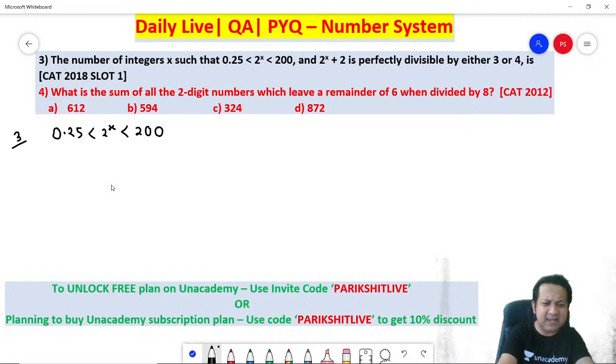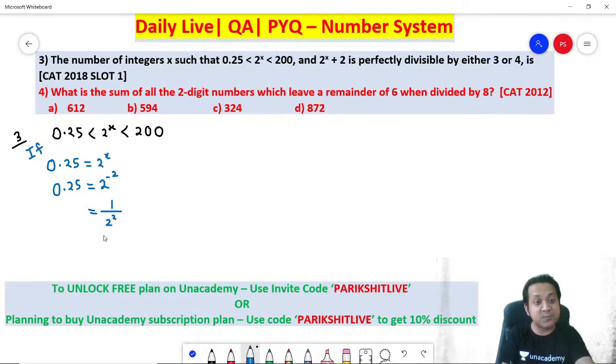Let's say 0.25 is equal to 2 to the power x. Can you say in that case x has to be minus 2? Why? Because 2 to the power minus 2 can be visualized as (1 by 2) squared, and that is 1 by 4, which is 0.25.